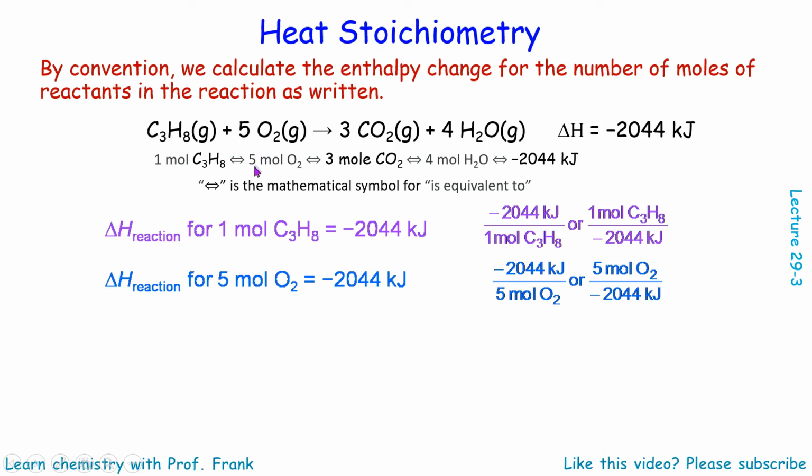You see we have another reactant. We can also say that delta H of reaction for 5 moles of oxygen is negative 2044 kilojoules. And we can write 2 different conversion factors for this relationship.